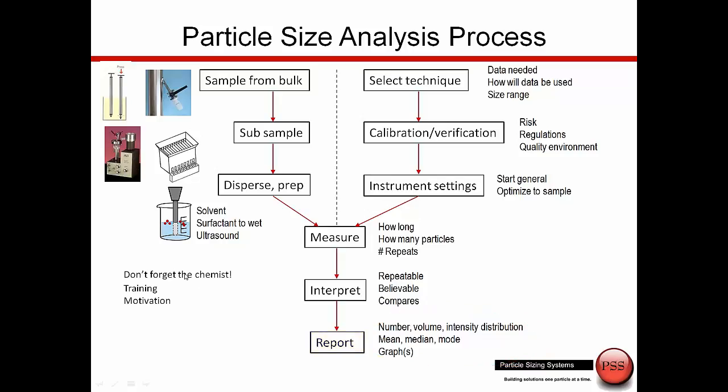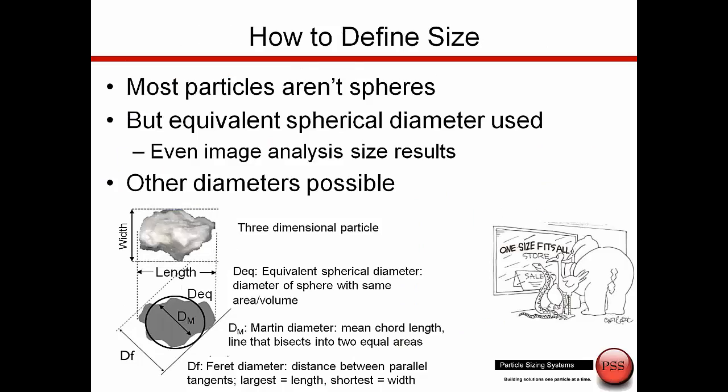And don't forget about the chemist. Is the person operating the system? Are they well trained? And sometimes we might even question the motivation of the chemist. So all these things could be very important. In the end, we're going to generate a result.